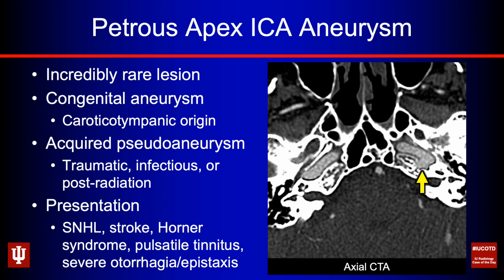They can have sensorineural hearing loss. They may present with an outright stroke. They can have Horner syndrome due to the dissection of the carotid itself. They may oftentimes have pulsatile tinnitus. And in some very unfortunate cases, they may have profound otorrhea or epistaxis, depending on whether it's just filling the middle ear itself or whether it's getting down the eustachian tube and coming out the nose.